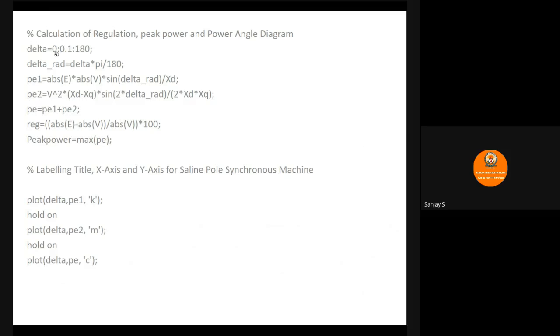Again, delta will be on the x-axis. It will start from 0 up to 180 degrees in steps of 0.1. Delta will be converted into radians. Delta in radians will be delta into pi by 180. See, here we try to calculate P1 and P2, one for direct axis, the other one for quadrature axis. So before seeing this line P1 and P2, let us go back to the formula that we have got, then we can understand this.